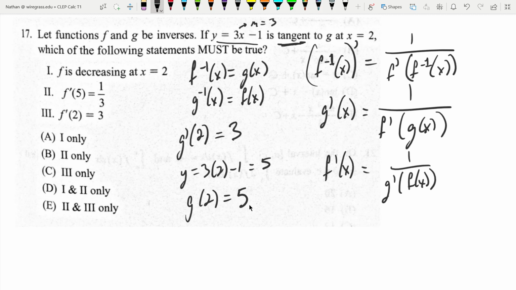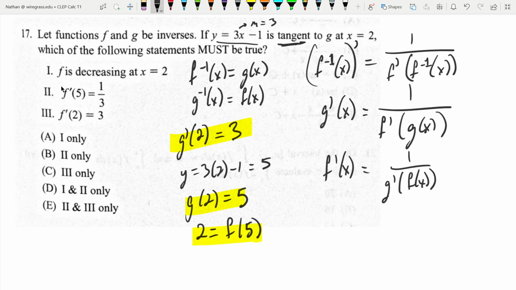It has to be the case because, again, the line is tangent. In other words, it touches the graph of g at that point. Well, if g of 2 equals 5, then that's the same thing as saying f of 5 equals 2. That's what inverse functions do. So we have these three pieces of information that are going to be helpful, and we have these formulas here.